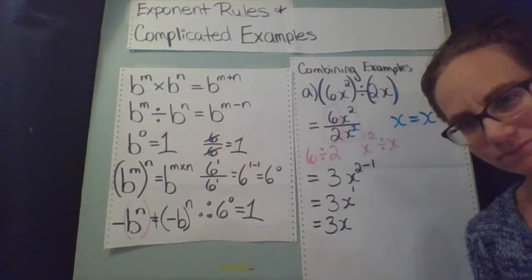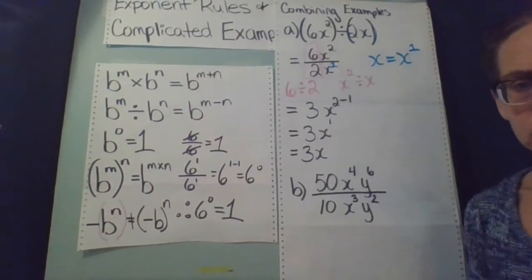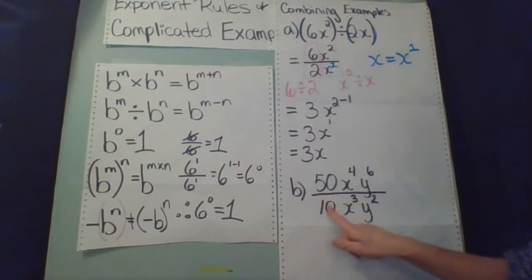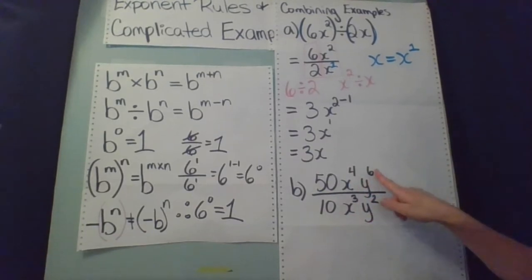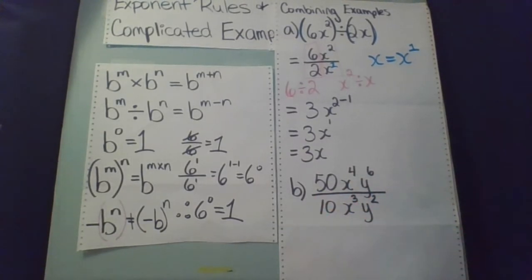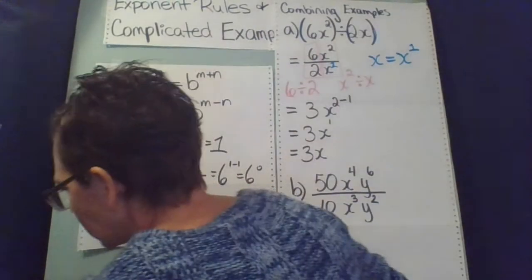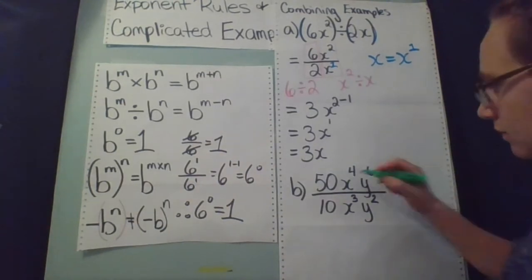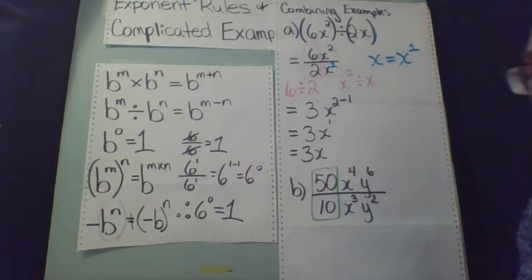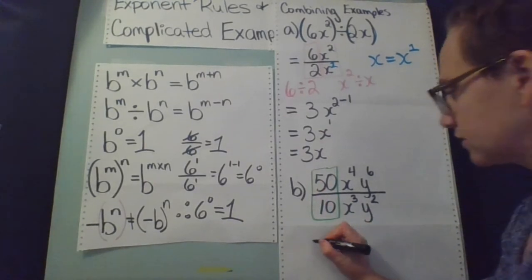Should we try another one? Probably. Let's try this one. So I've got 50x to the 4, y to the 6, all divided by 10x cubed, y squared. Well, let's group things up. So deal with the numbers. Well, 50 divided by 10, that's just 5.